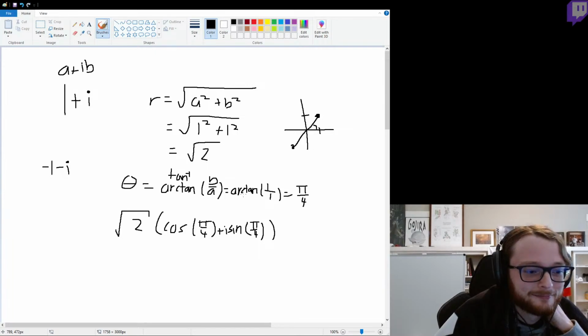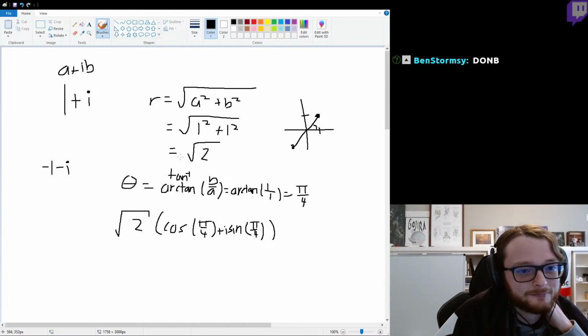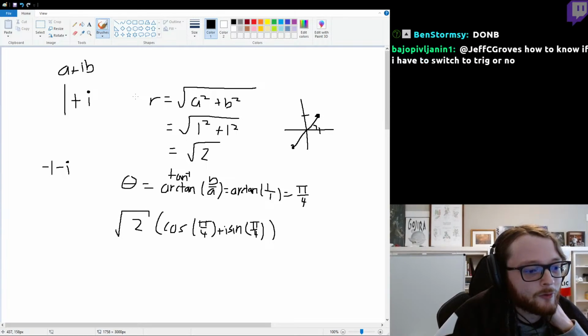Hey, Ben. How to know if you have to switch to trig? I guess it depends on what you're doing. I'm not sure. My complex variable knowledge isn't strong enough to give examples for when this trig form is more convenient.